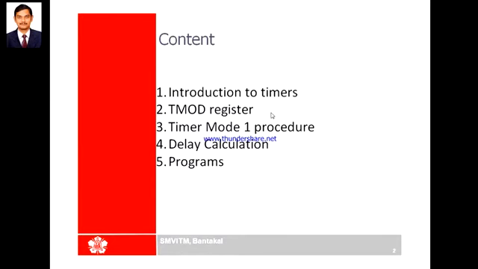For your lab programs, we are going to use timer mode 1 especially. Out of the 4 modes, mode 0, mode 1, mode 2, mode 3, we are going to mainly focus on mode 1. We have to learn the procedure to operate the mode 1 timer, how to generate a precise delay by loading a 16-bit value, the formulas associated with this delay calculation, and then how to write the program in assembly code. So these are the contents we are going to discuss today.